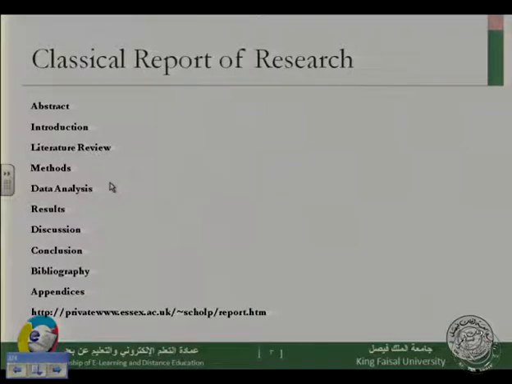Then we go to the second chapter or section, depending on the purpose of your research. We have something called the literature review. This is very important, the literature review. The literature review is like you go and read everything about your topic, any similar research about your topic.